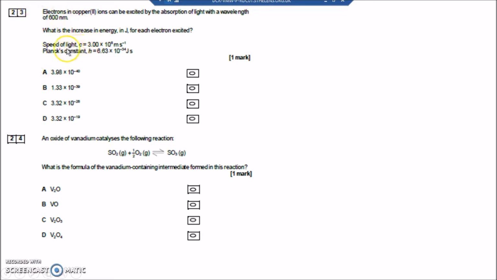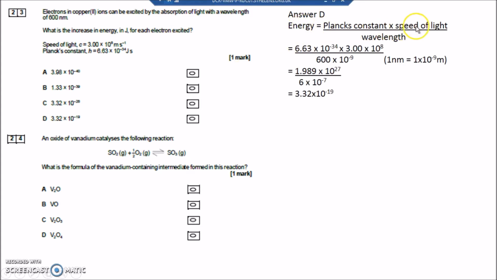Question 23. This is a rare question, using the speed of light, Planck's constant and a wavelength, but it is on the syllabus. So you need to know energy is Planck's constant multiplied by the speed of light divided by wavelength. You don't really need to understand it as such, you just need to know that equation and be able to use it if necessary. It'll always give you these values. Planck's constant 6.63 times 10 to the minus 34, speed of light 3 times 10 to the power of 8, and then a wavelength in nanometers, and nanometers are 10 to the minus 9, so 600 times 10 to the minus 9, or 6 times 10 to the minus 7. You put those numbers in, and it works out as 3.32 times 10 to the power of minus 19. So your answer is D. So just something to remember if it comes up on the exam. Quite rarely it does, but you need to know that and be able to put the numbers in and calculate a value if necessary.